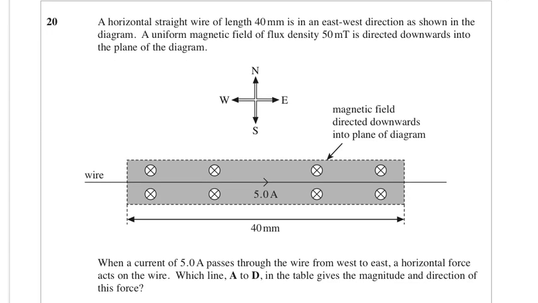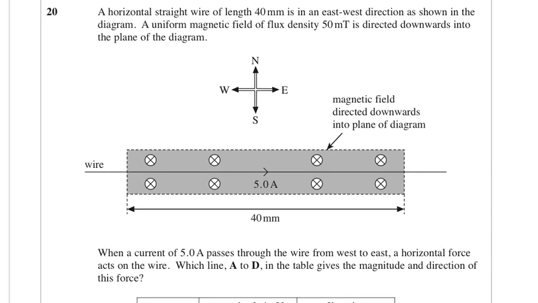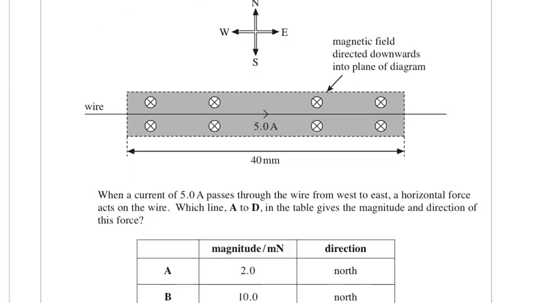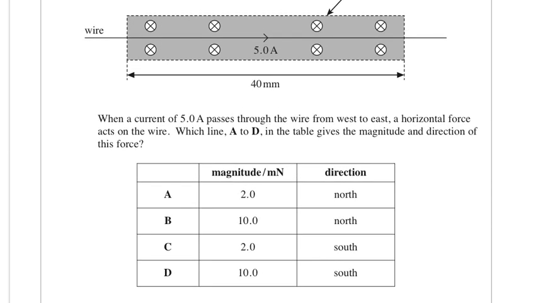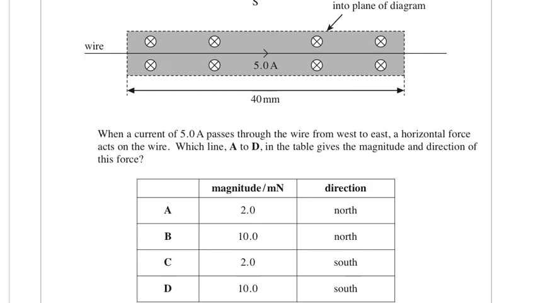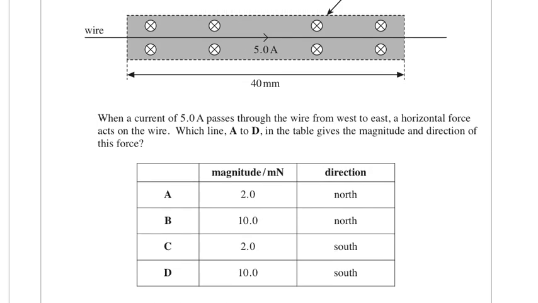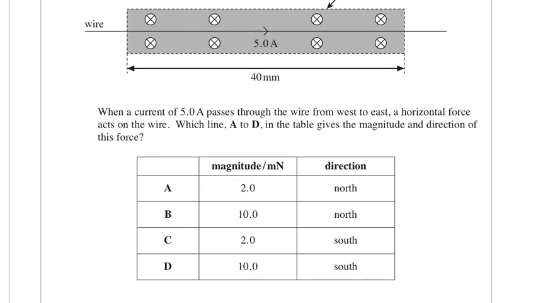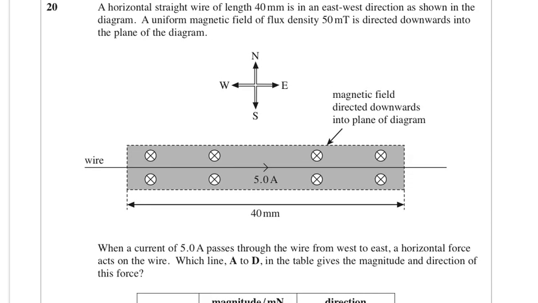A horizontal straight wire of length 40 millimeters is in an east-west direction as shown in the diagram. A uniform magnetic field of flux density 50 millitesla is directed downwards into the plane of the diagram. When a current of 5 amps passes through the wire from west to east, a horizontal force acts on the wire. Which line gives the magnitude and direction of the force?